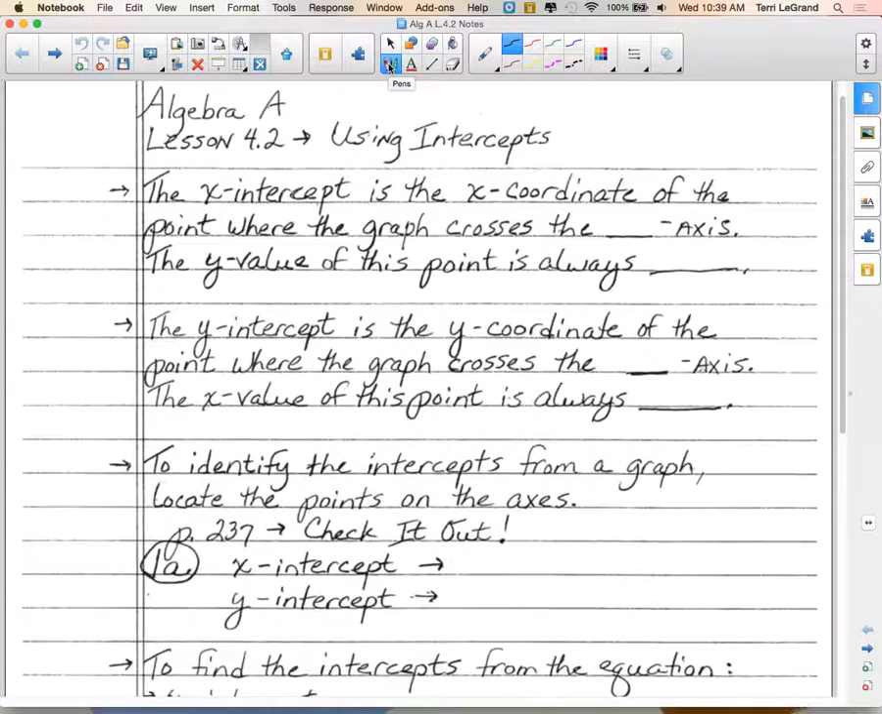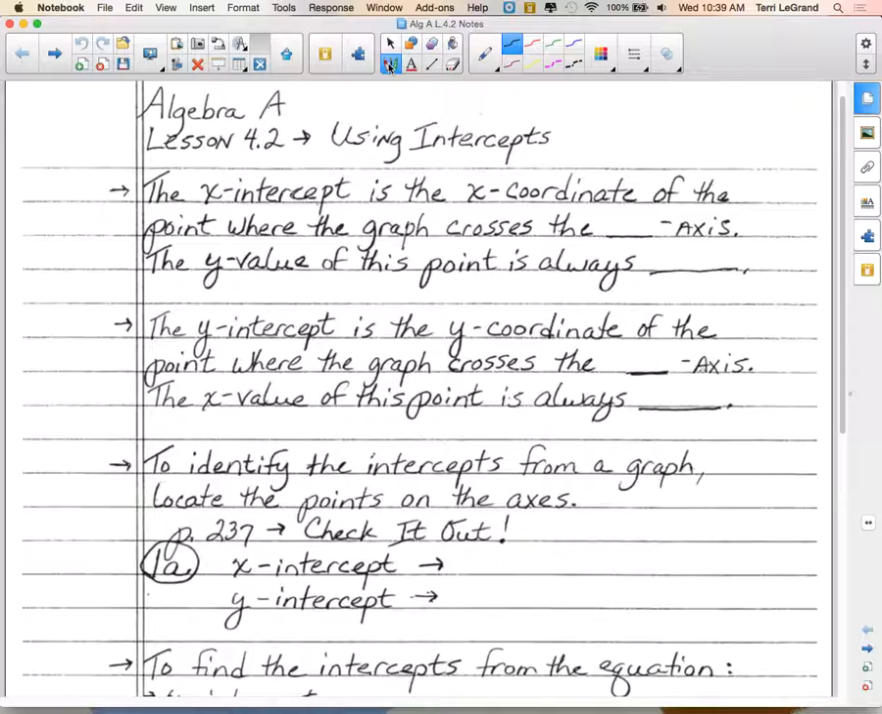Okay, so as our learning goal states, I can find the x and y intercepts of a linear function. Each linear function has an x-intercept and a y-intercept unless it is a horizontal line. A horizontal line will not have both. Any other linear function will though. So the x-intercept, let's start right here.